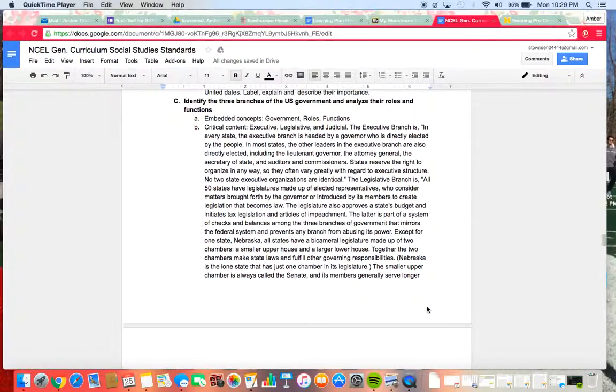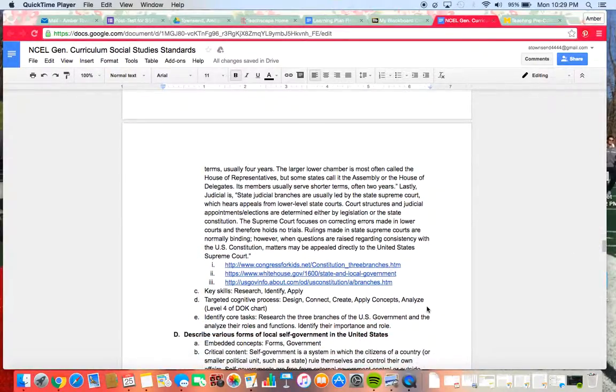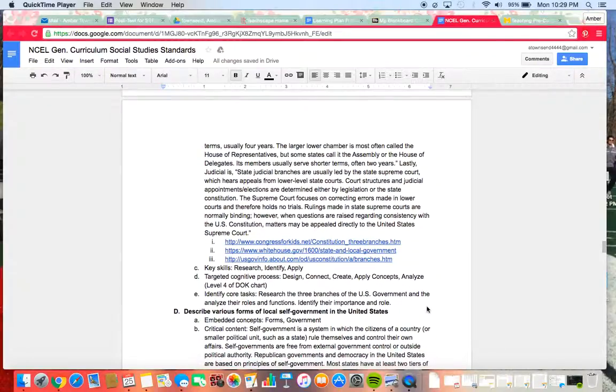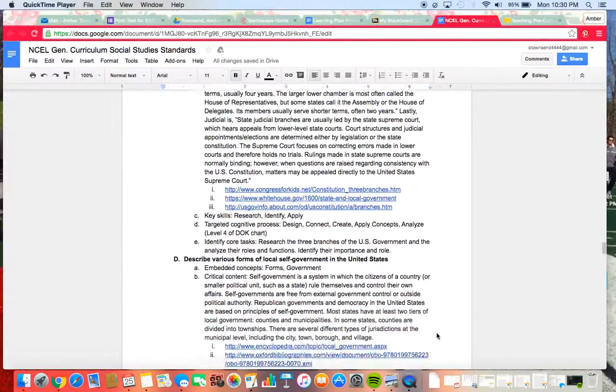Part C says identify the three branches of the U.S. government and analyze their roles and functions. The task that I took out of there was to research the three branches of the U.S. government and to analyze their roles and functions and identify their importance and role. I think once we identify the importance of these three branches of government, it will be more relevant to us and we'll see how that fits in. And so these three websites right here are really great for that.